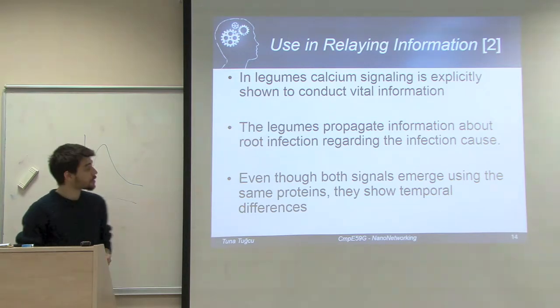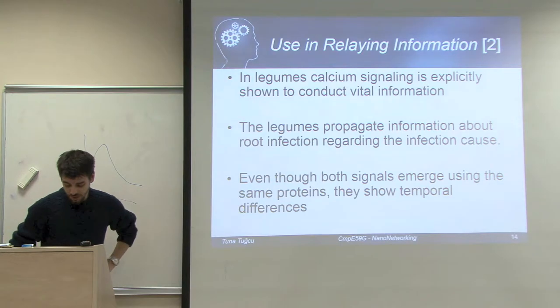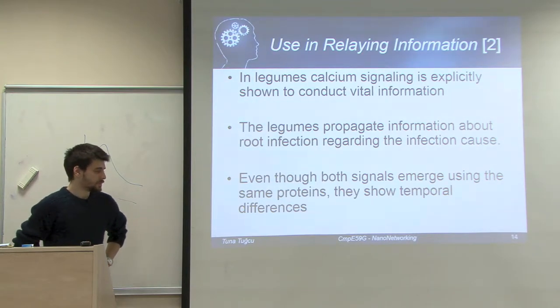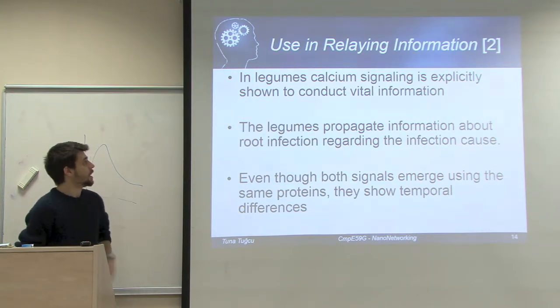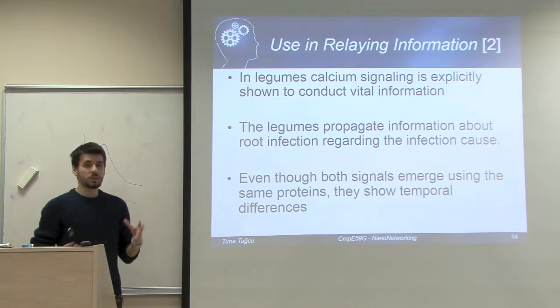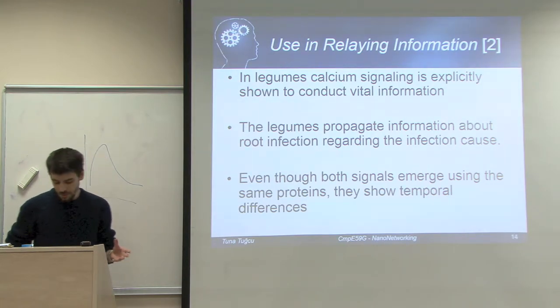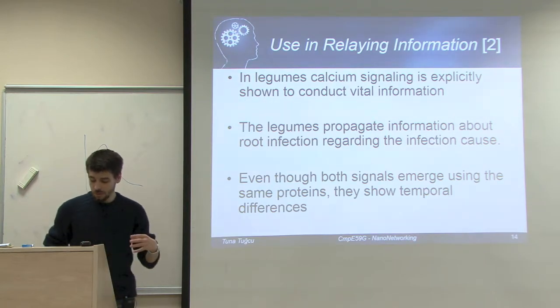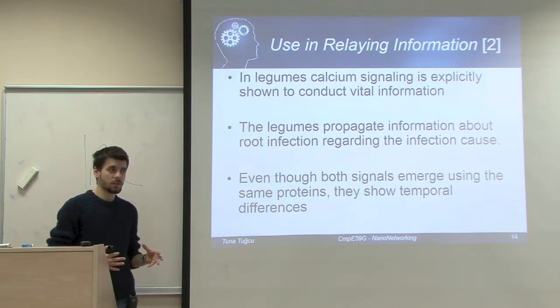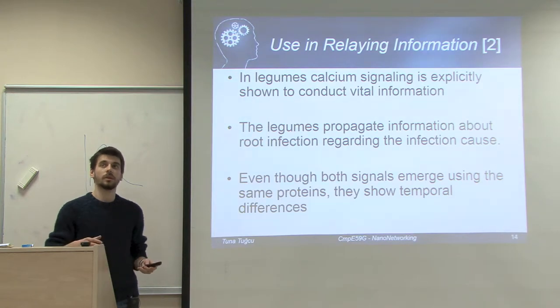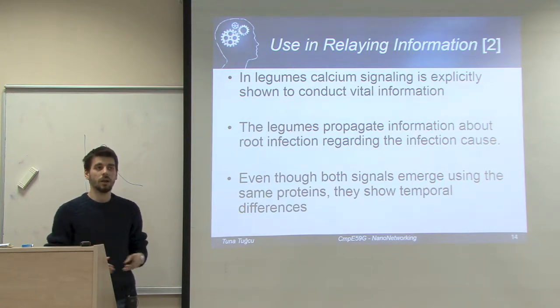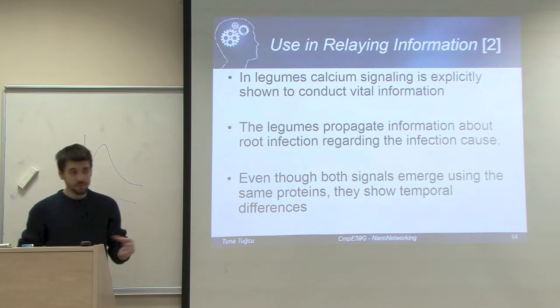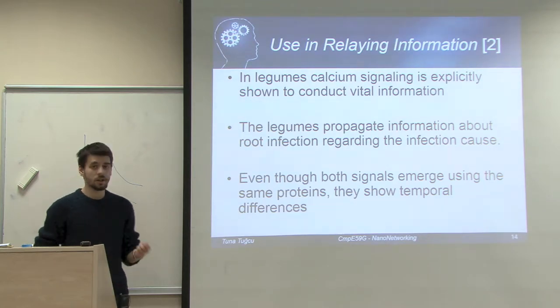So this is one of two very interesting examples I found in the literature. In legumes, baklagil in Turkish, calcium signaling is explicitly shown to conduct vital information. In legumes, the information about root infection, the roots of legumes can be infected by some type of fungi and some sort of bacteria, and the type of this infection is propagated via calcium signaling.